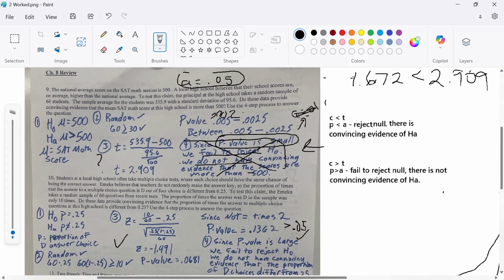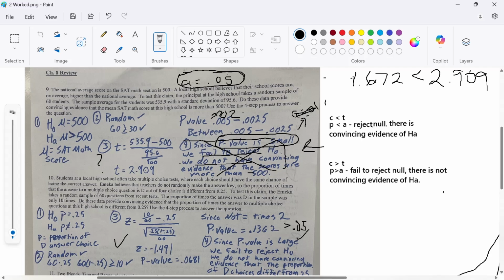If the p-value is less than my significance level, then I will reject the null hypothesis. There's convincing evidence of the alternative hypothesis. If I'm doing a t and the critical value I find in the t-table is less than my t-value, then, same thing, I will reject the null hypothesis. There's convincing evidence of the alternative hypothesis. I am using on this question my significance level of 0.05.